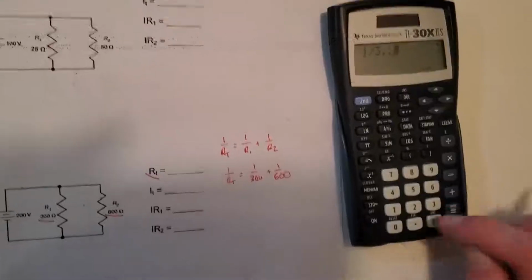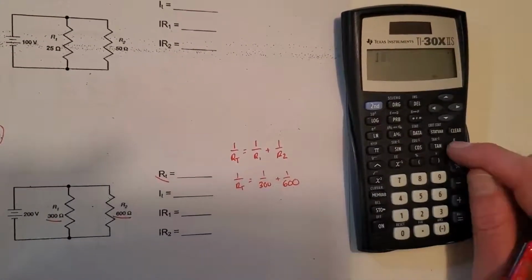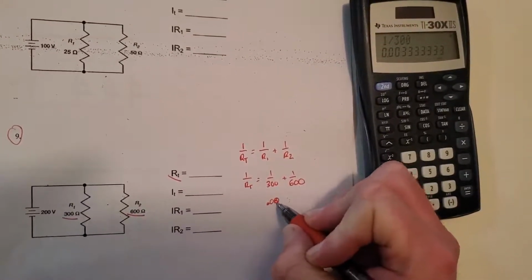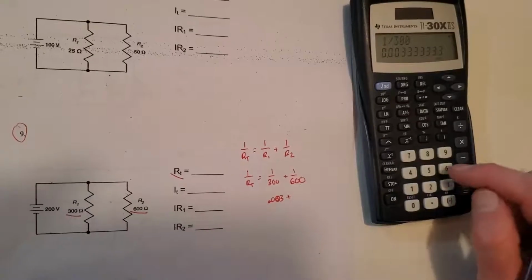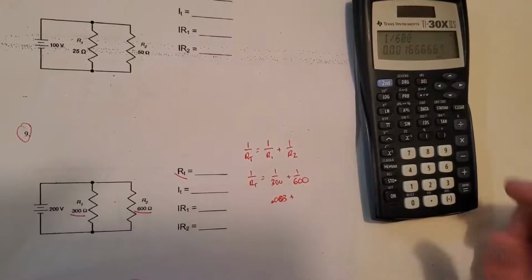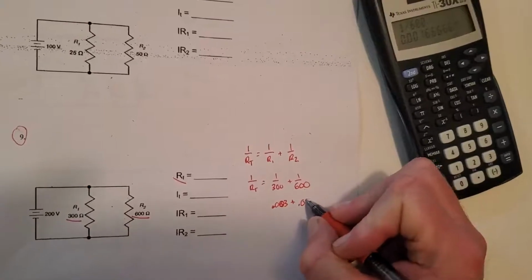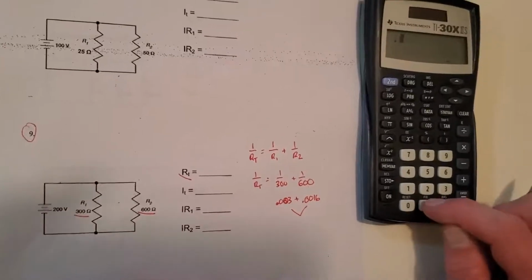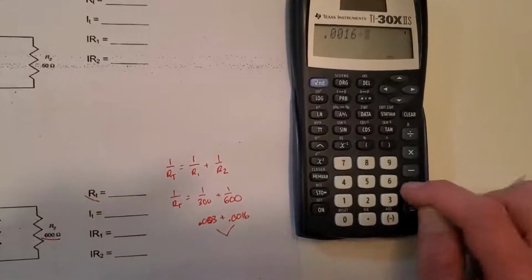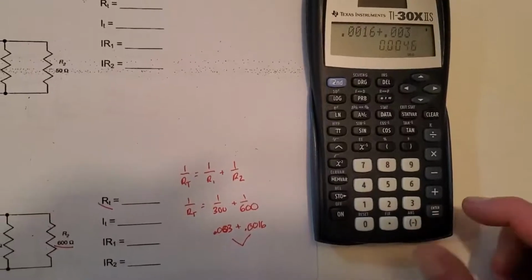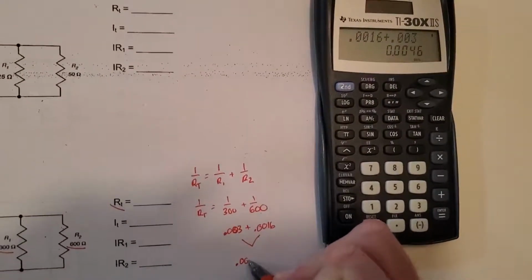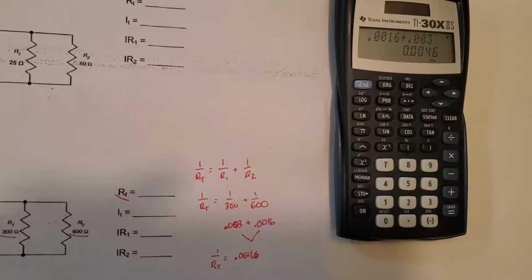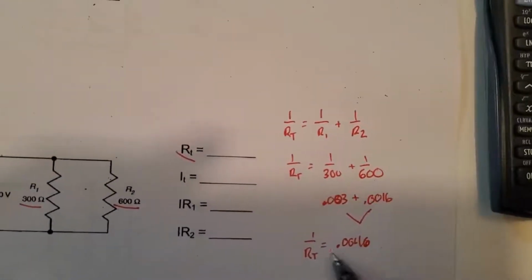So 1 divided by 300 is 0.003, plus 1 divided by 600, we're going to call 0.0016. We're going to take these two numbers, 0.0016 plus 0.003, and I'm going to get 0.0046. So 1 over RT equals 0.0046.